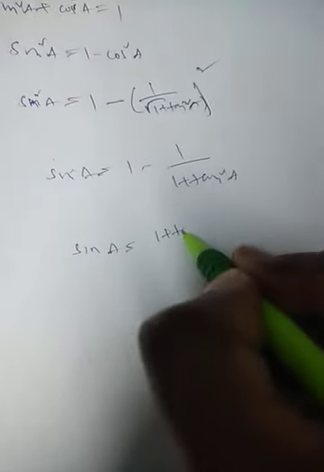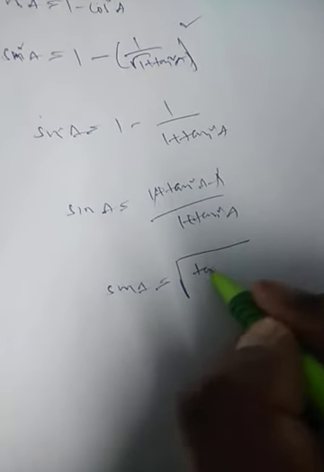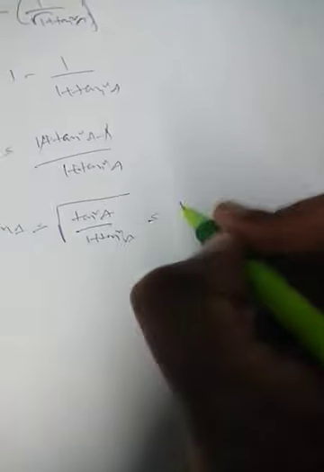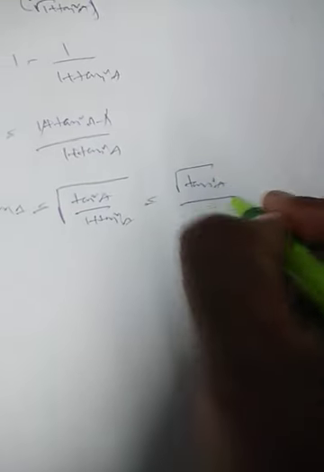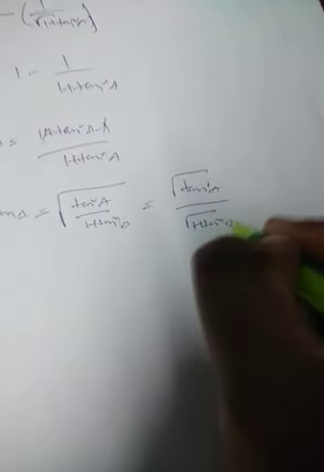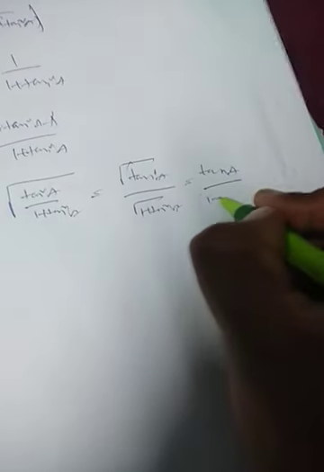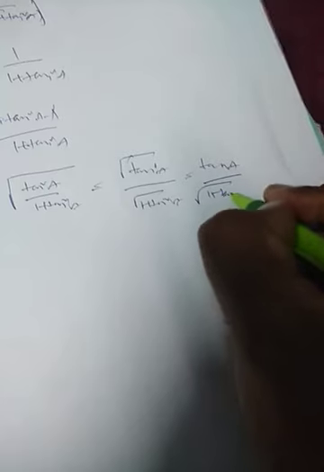Sin square A is equal to, cross multiply, 1 into 1 plus tan square A, 1 plus tan square A minus 1, by 1 plus tan square A. 1 minus 1 will be cancelled. Now you will get sin A is equal to root of tan square A by 1 plus tan square A. Still I can write this as root of tan square A by root of 1 plus tan square A. Square root will be cancelled. What do you get? Tan A by root of 1 plus tan square A.